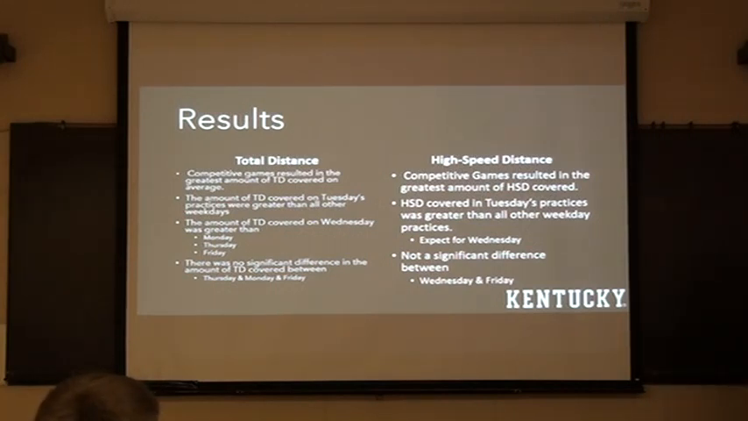Just as with every other day, Wednesday was right on the money, 85%. All other days fell within that percentage goal that the strength and conditioning staff wanted. High-speed distance is where it gets a little dicey. High-speed distance covered on Tuesday practice was greater than all of the weekday practices except for Wednesday. Again, this makes sense. They wanted those two days to be intense.